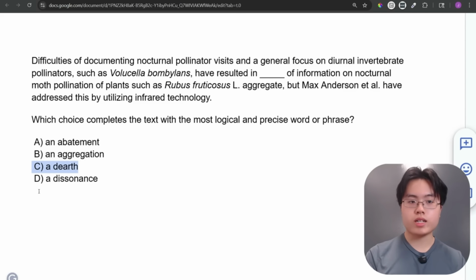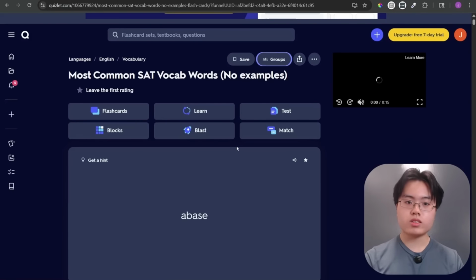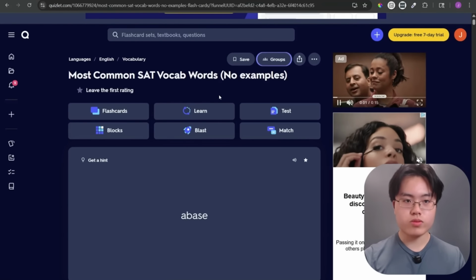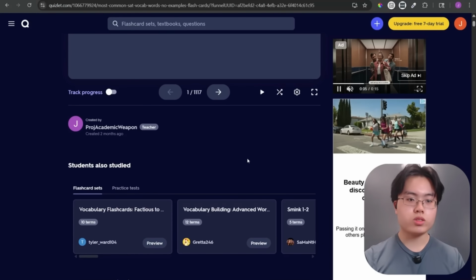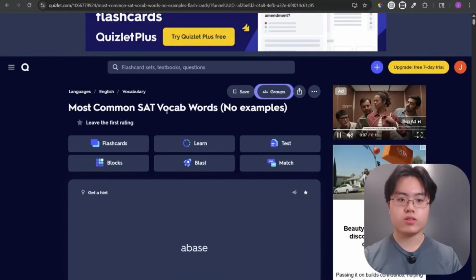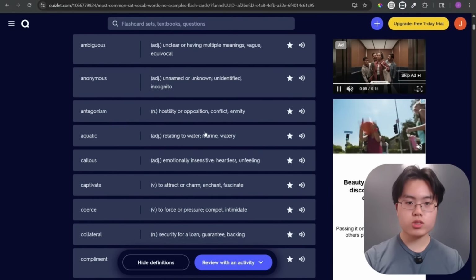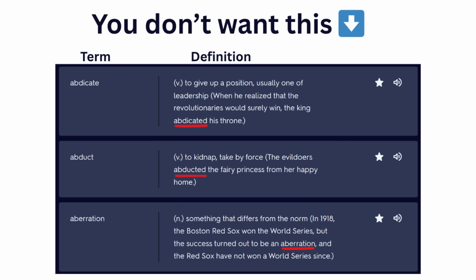And I think the best way to practice this last step in the process is just through Quizlet. So I have a link to this in the pinned comment below this video, but you just use this Quizlet. You can really use any type of Quizlet that has something to do with the most common SAT vocab words, but just make sure that the definition doesn't have an example of what the word is, because you don't want the definition to give away what the answer is, basically.